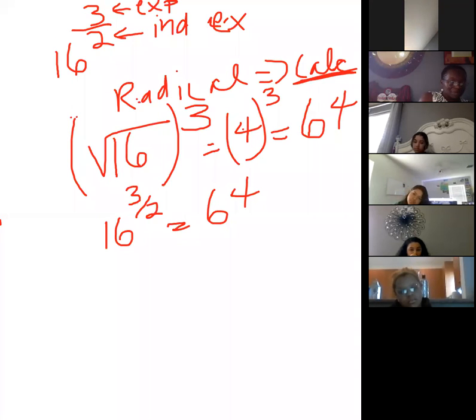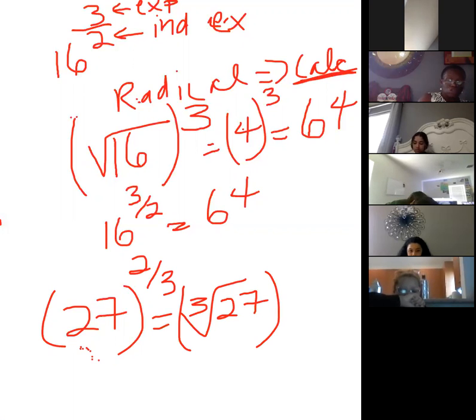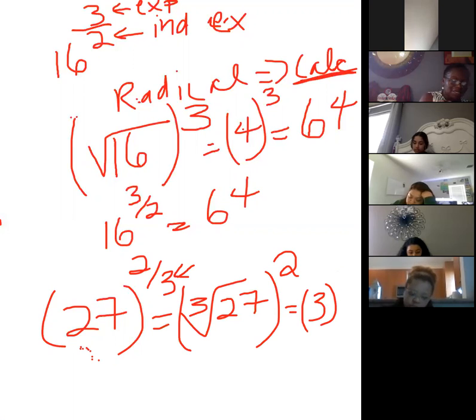So guys, here's another one. Let's say we have 27 raised to the 2/3 power. You can actually type this into your calculator, or you can convert it to radical form as the cube root of 27. The reason we're doing the cube root of 27 is because of the denominator. Denominator is the index. And then the numerator says to raise this to the 2nd power. When we take the cube root of 27, we get 3. And then you're going to take this and raise it to the 2nd power. So that gives you 9. Remember, you can always type these into your calculator.